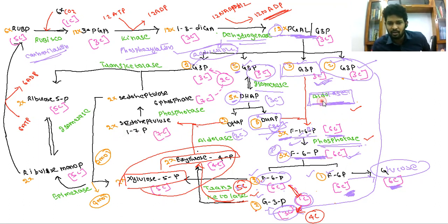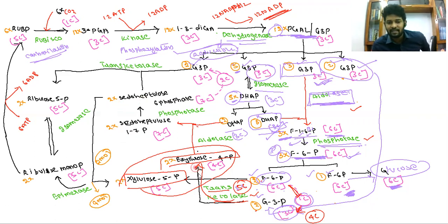So after aldolase, what happened? Phosphatase has to happen. So this pseudoheptulose 1,7 phosphate undergoes phosphatase action. Phosphatase means what? Liberation of phosphate. So after liberation of phosphate, it turns into pseudoheptulose 6 phosphate, because it loses 1 phosphate group. So here 2 molecules are there, so here also 2 molecules will be present.